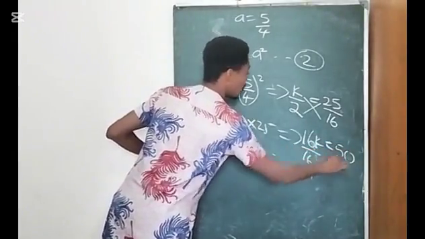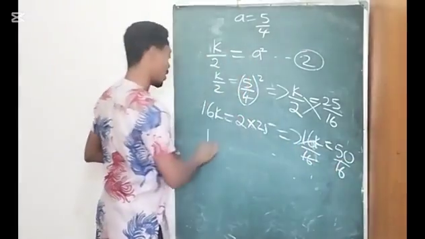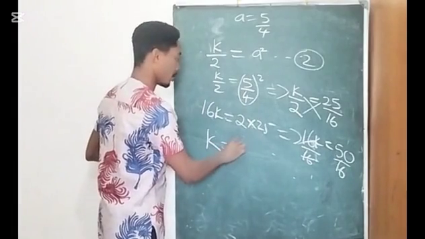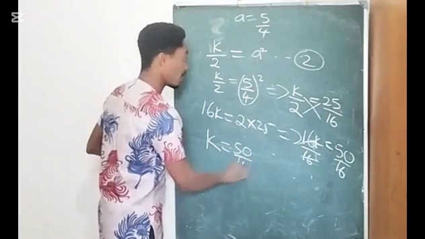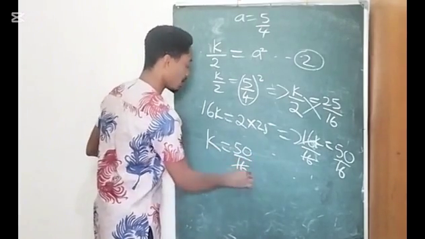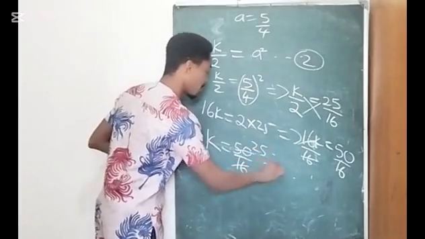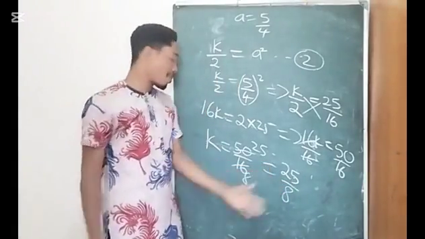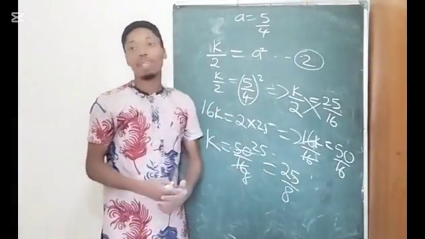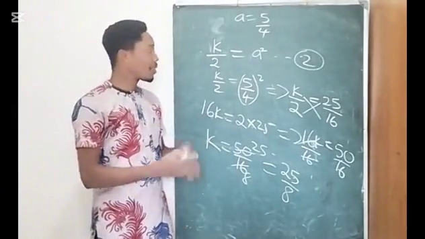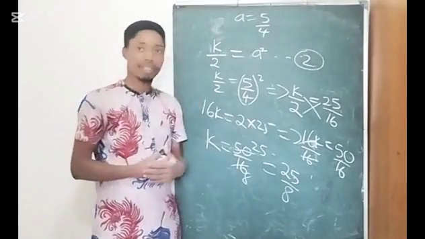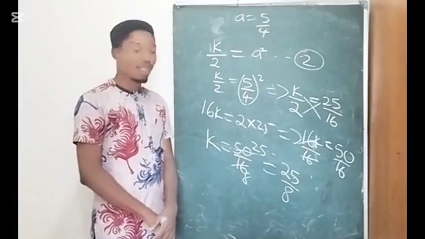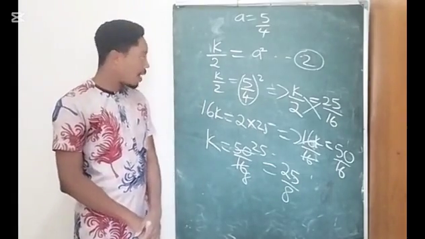To find k, I'll divide both sides by 16. So k gives me 50 over 16. 2 goes here, 8, 2 goes here, 25. So that still gives me 25 all over 8. The same answer. So that means that using the comparing coefficients method or the method of completing the square, you are still going to have k as 25 all over 8.